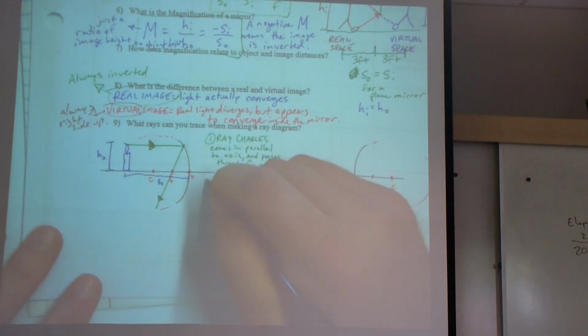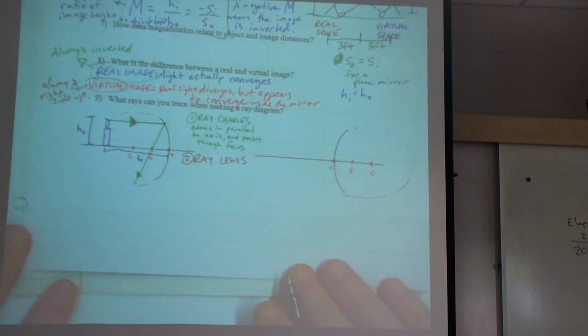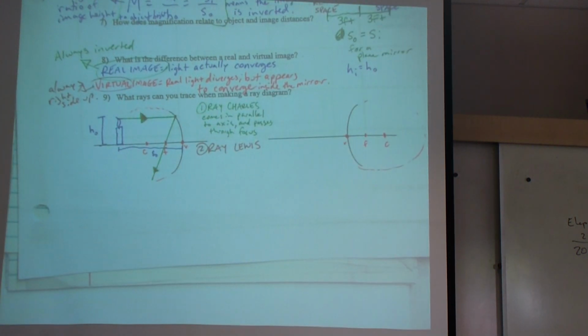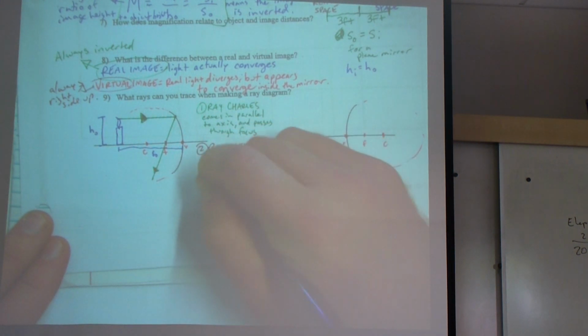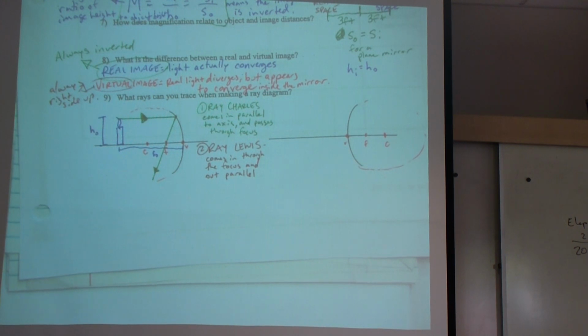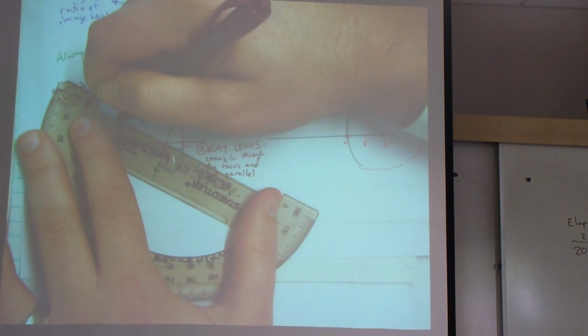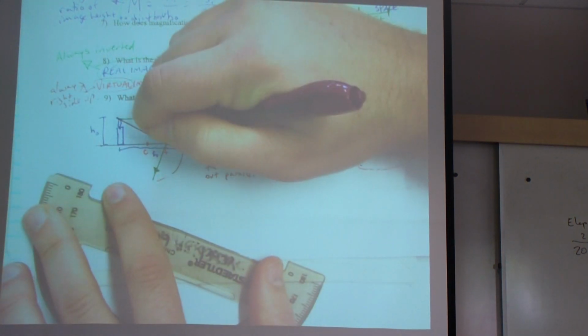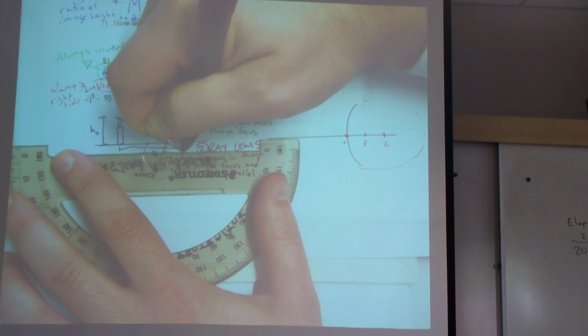So, what do we draw next? Ray Lewis. They'll hit you pretty hard if you screw this one up. How do you draw Ray Lewis? Ray Lewis comes in through the focus and out parallel. It's kind of the opposite. When I say out parallel, I mean out parallel to the optic axis, of course.